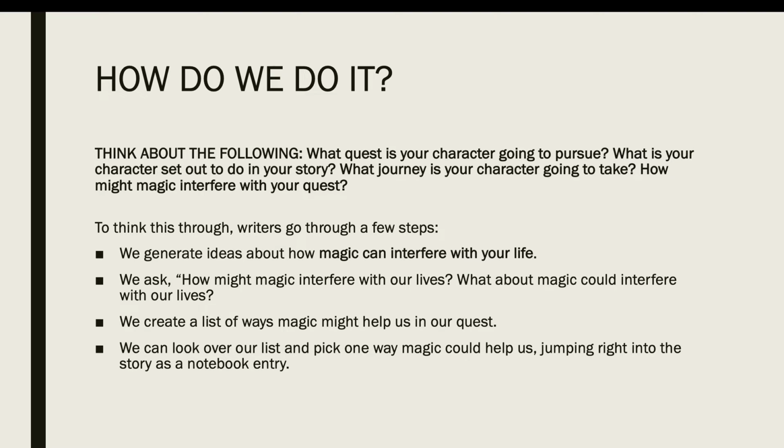To think this through, writers go through a few steps. We first generate ideas about how magic can interfere with our life. And then we ask, how might magic interfere with our lives? Or what about magic could interfere with our lives? Then we create a list of ways magic might help us in our quest. So this sounds similar to what we did last week, right? We came up with ways of how magic can help us and how magic can hurt us. Now, how can we use magic or how can magic interfere with our quest? And it can interfere in a good way or in a bad way.